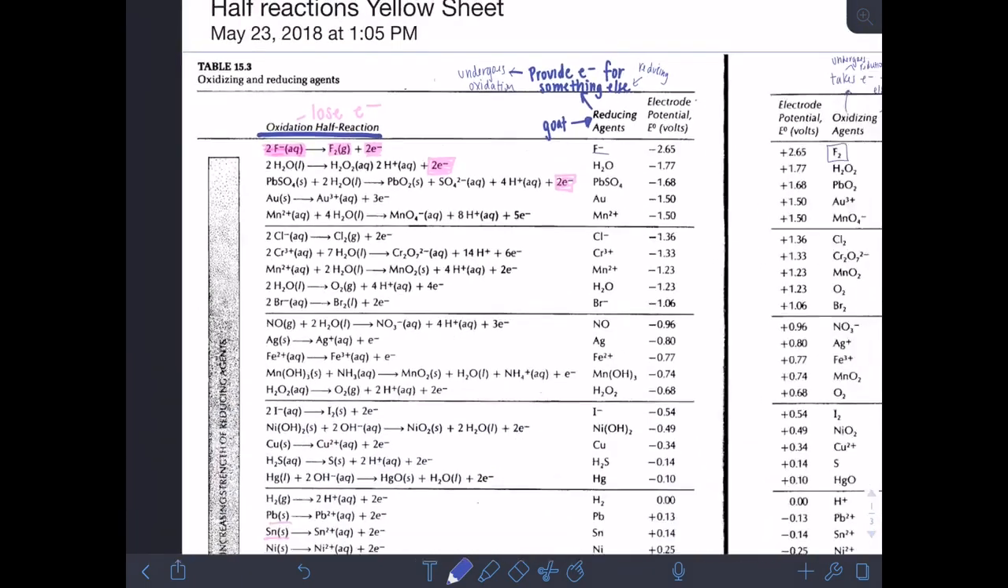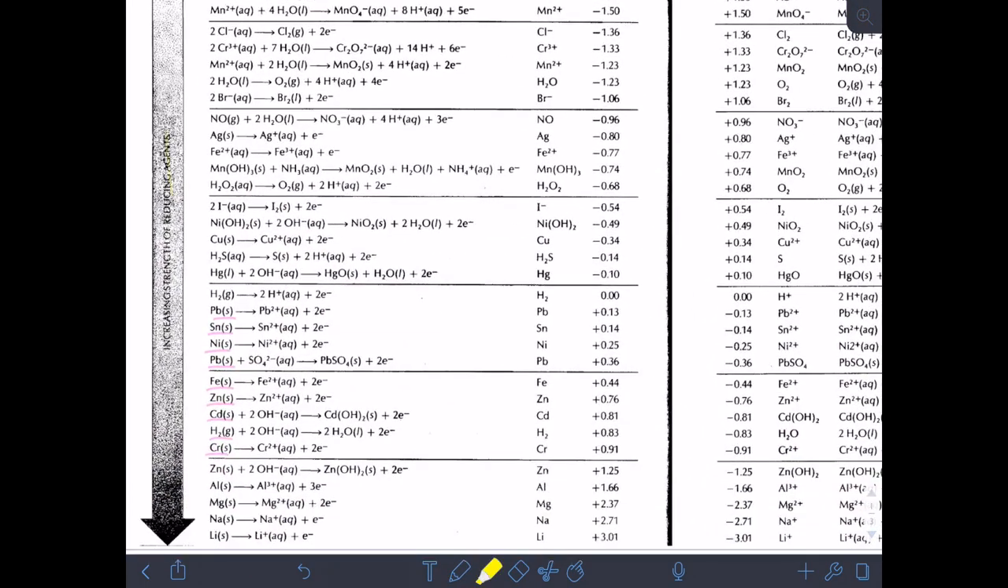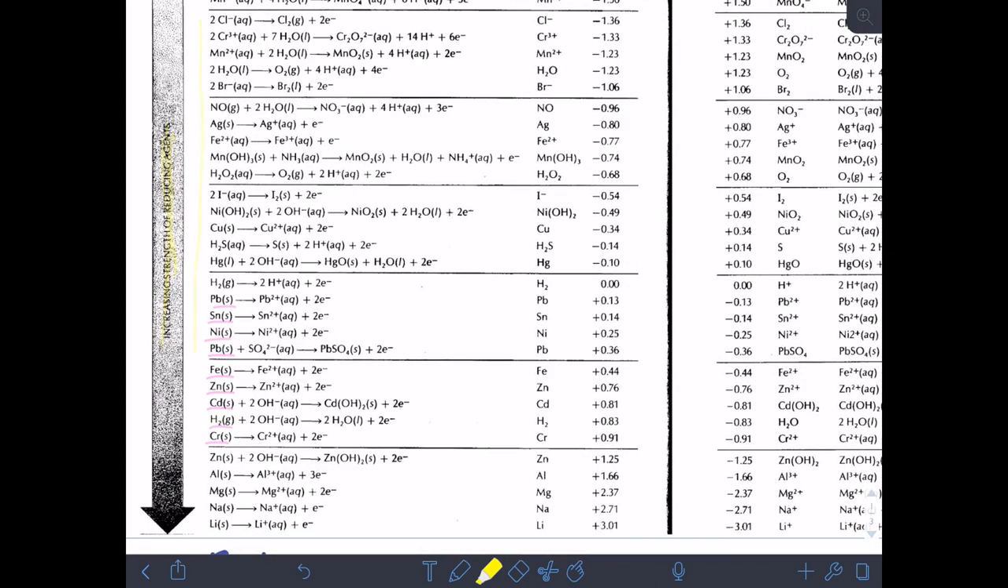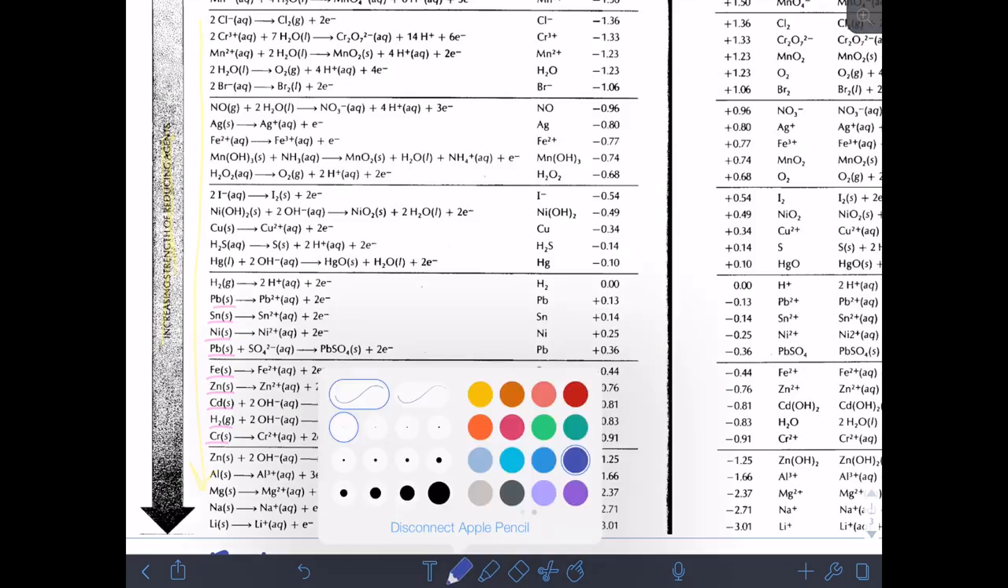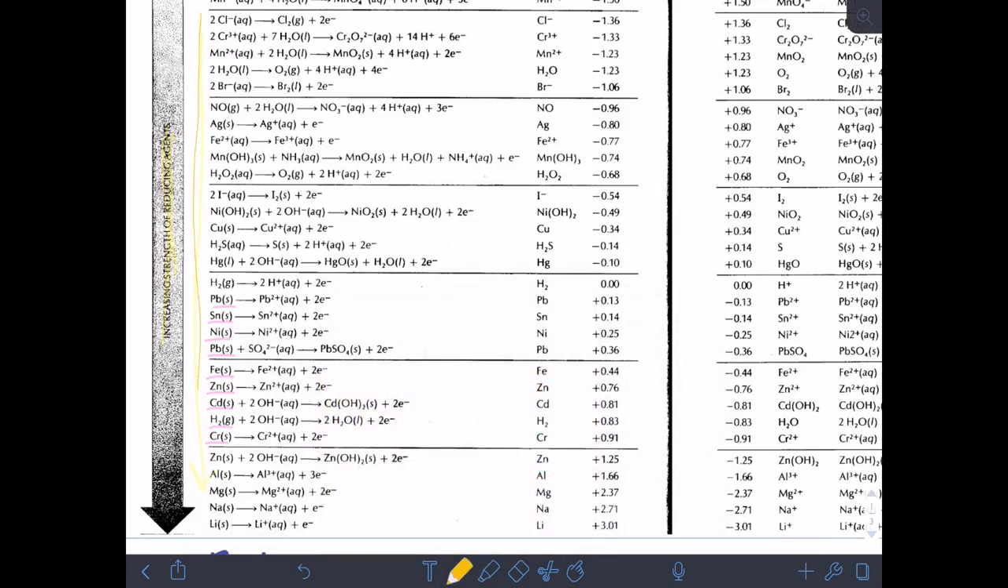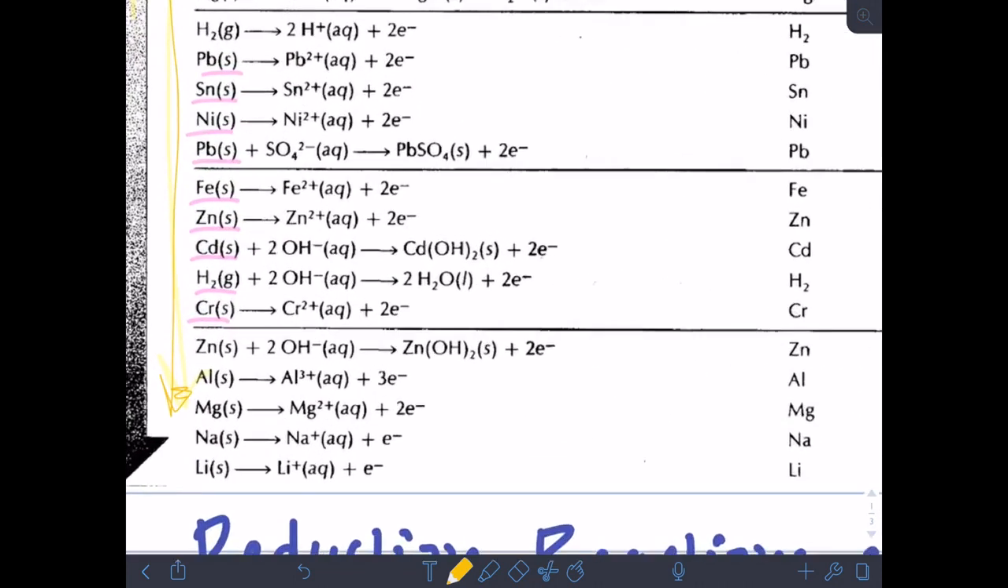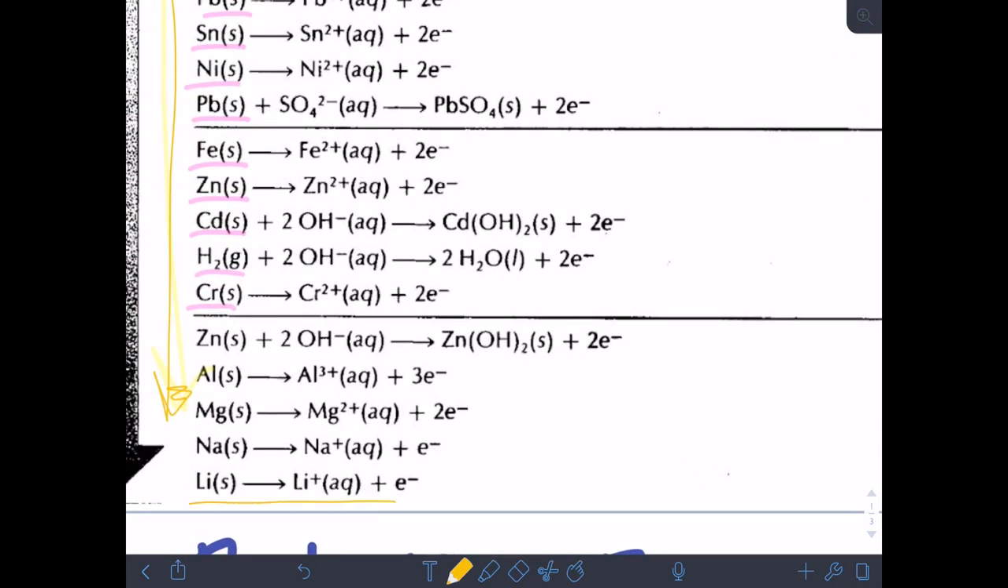You'll see here on the side that our reducing agent gets stronger as you go down the list on the oxidizing side. So as you go down this way, the reducing agent becomes stronger. And stronger means that it will be more reactive. So we can see here, lithium is our most reactive metal. And this is why we don't find it in nature. It's highly unstable in this solid state. It's a very strong reducing agent, which means it's going to easily and readily give up its electron.